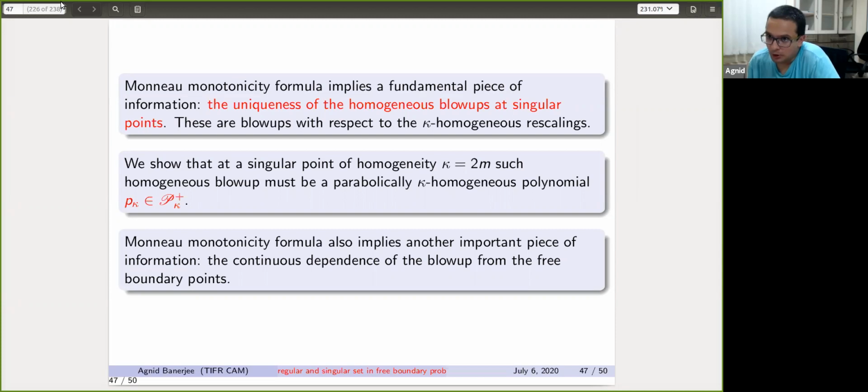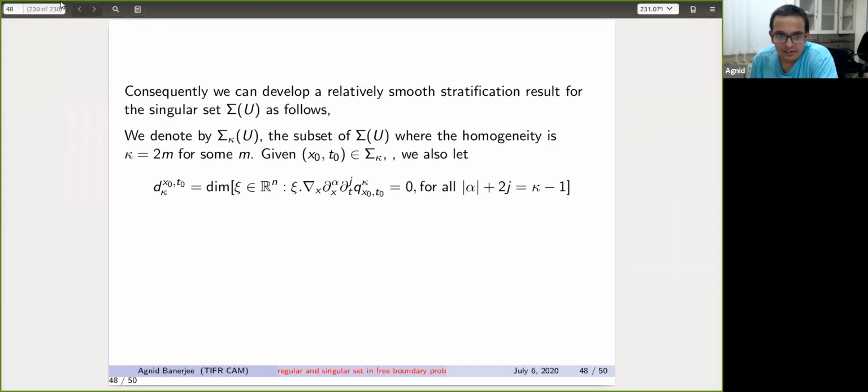And this is quite cool, because once you have this, and then if you check some basic compatibility conditions, if you look at these homogeneous polynomials that occur as blow-up limits, by using some Whitney extension theorem, you can realize them as Taylor polynomials of a sufficiently smooth function f. And then you attach the dimension at singular points in this manner.